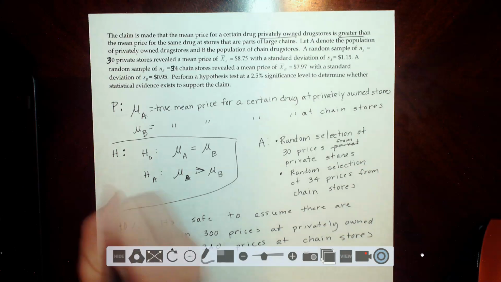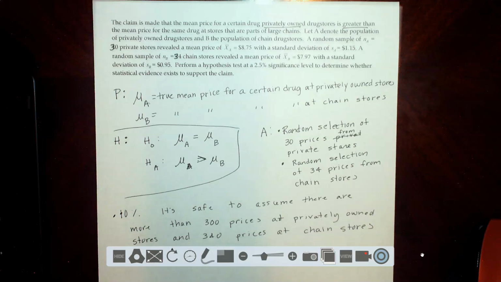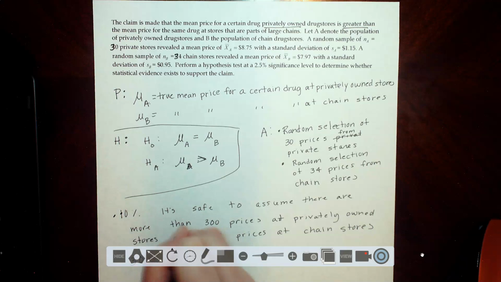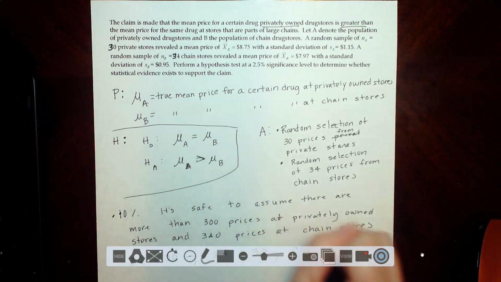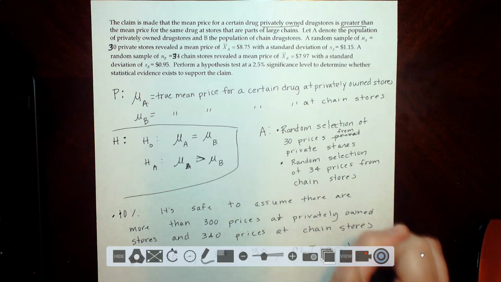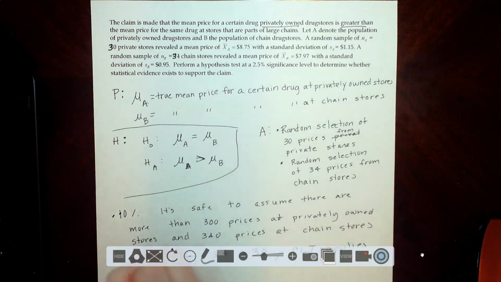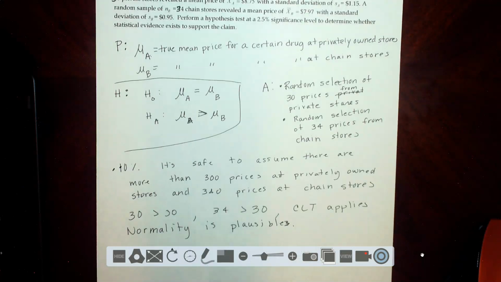And then for our last thing, we're going to go with our nearly normal condition. We can say 30 is greater than or equal to 30. 34 is greater than 30. The central limit theorem applies. And you know I like to say normality is plausible. Or you could say it's safe to assume it's possible that they're normal. Something along those lines. Let me move that up so you can see it.